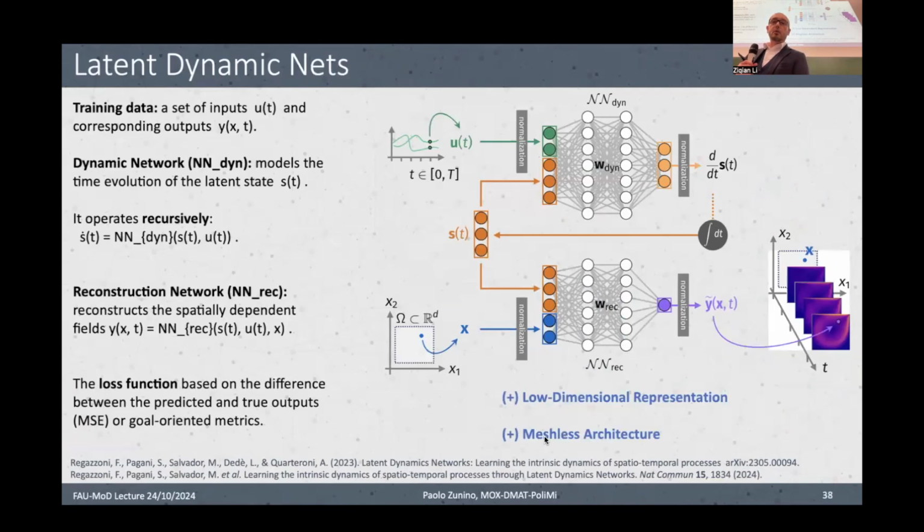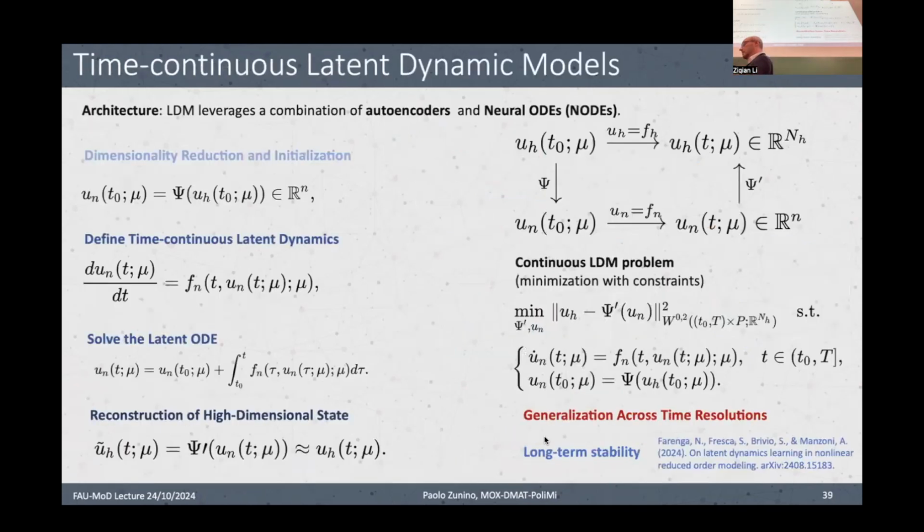I will not be too long on that, but these ideas are similar, but they differ in the type of architectures and type of interpretation. There are the latent dynamic nets, which reproduce this idea, leveraging a recurrent neural network that is able to learn the dynamics first, and then a representation network that at any point of our domain of interest can reconstruct the whole solution starting from the information at the level of the latent dynamics space. And then there is a similar idea, but implemented at the level of the whole domain.